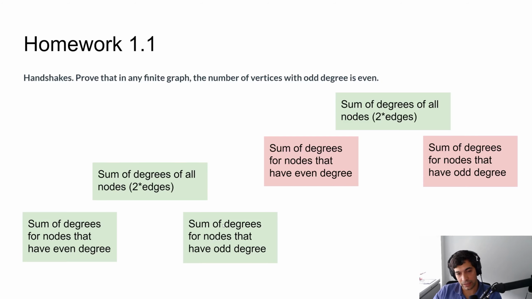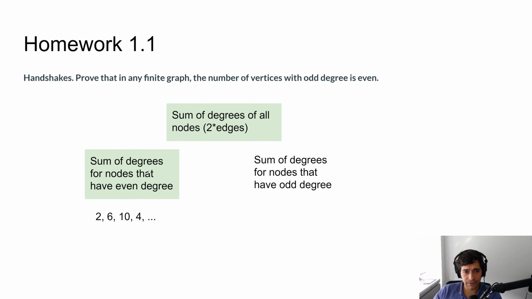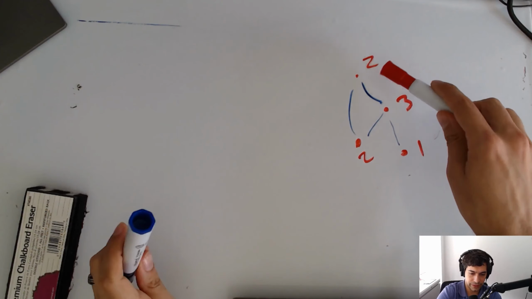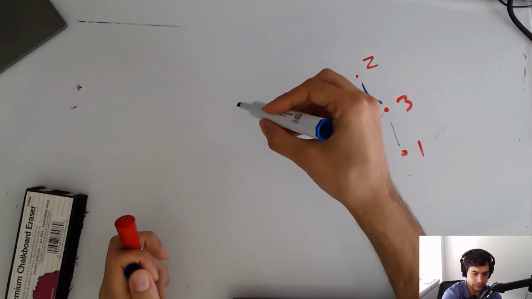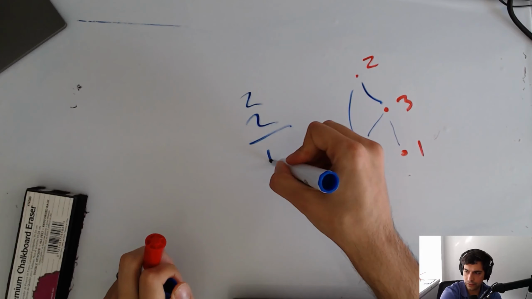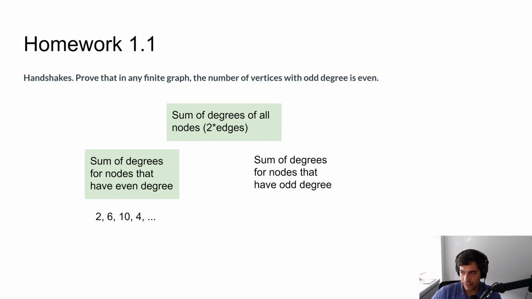If we had an even number and an odd number, or an odd and an even, then it would be odd. So these are the only two options we could have. And I'm going to say that the sum of the degrees for nodes that have even degree is going to be an even number, and I know that for sure. How do I know that? Well, I'm adding up the degrees for nodes that have an even degree. So I'm adding up, say, 2 and 2, and that's going to give me 4.